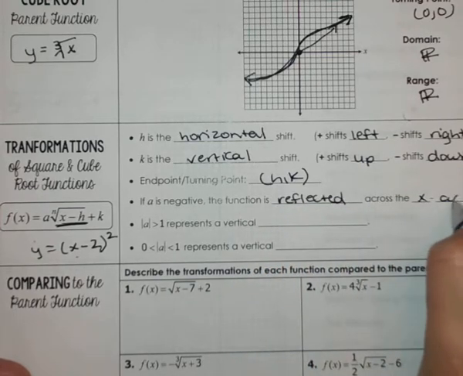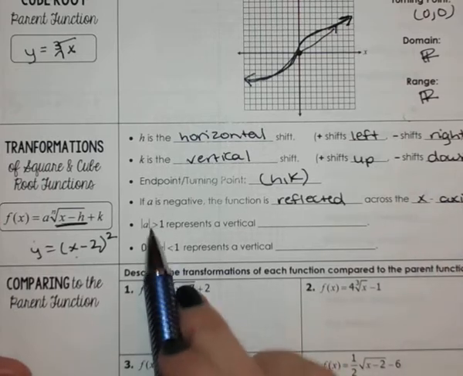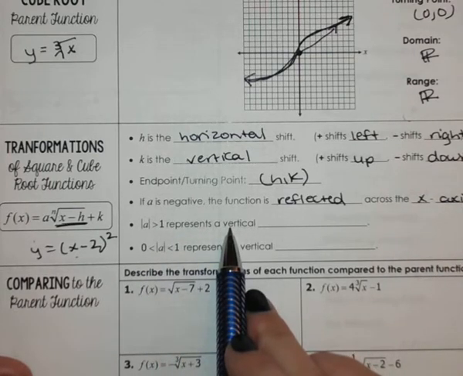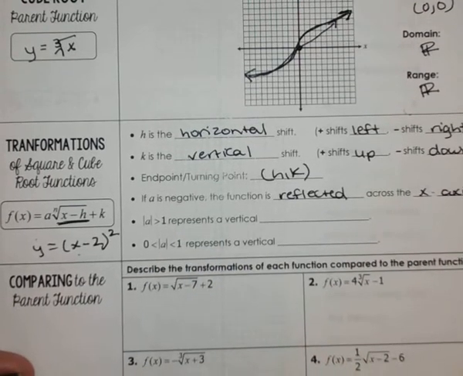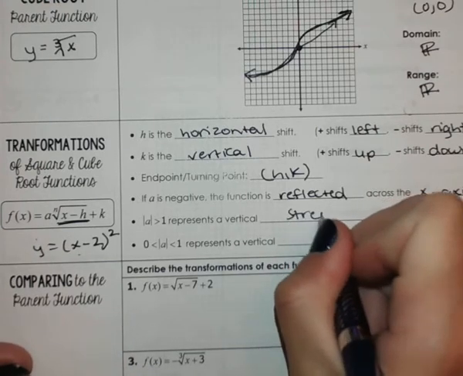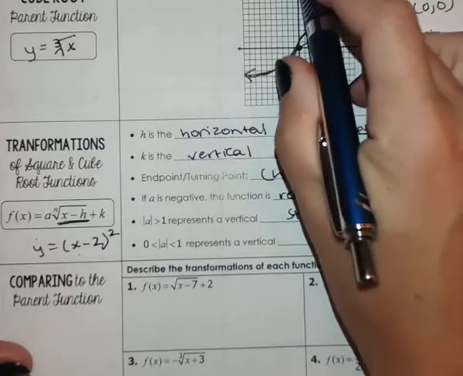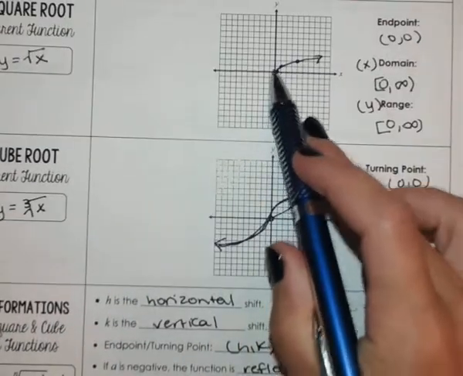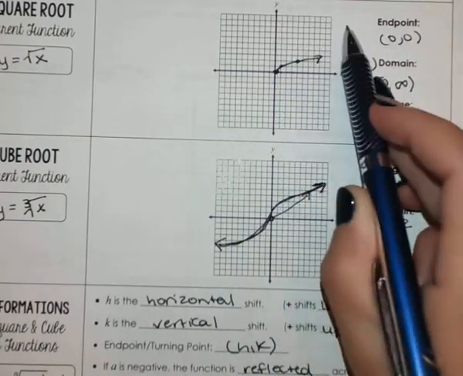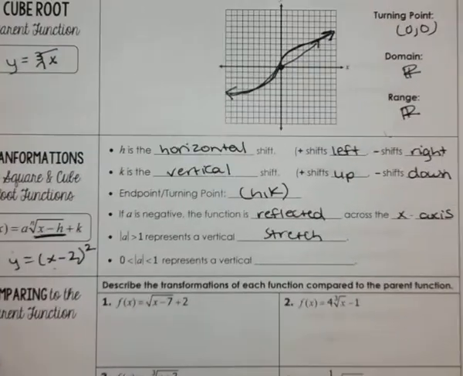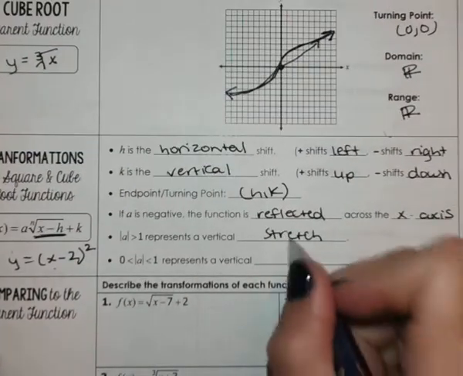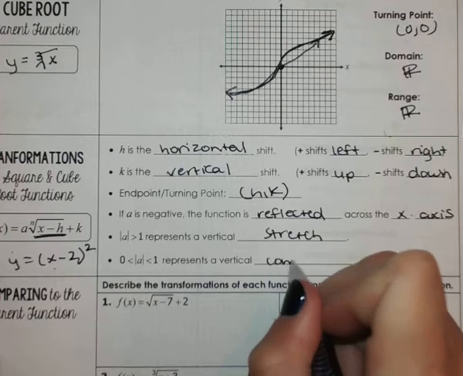And then if a is greater than 1, let's say 5, that's going to be a vertical stretch. So it'll stretch your graph vertically, like go further up, really. And then if a is a fraction, it'll be a vertical compression.